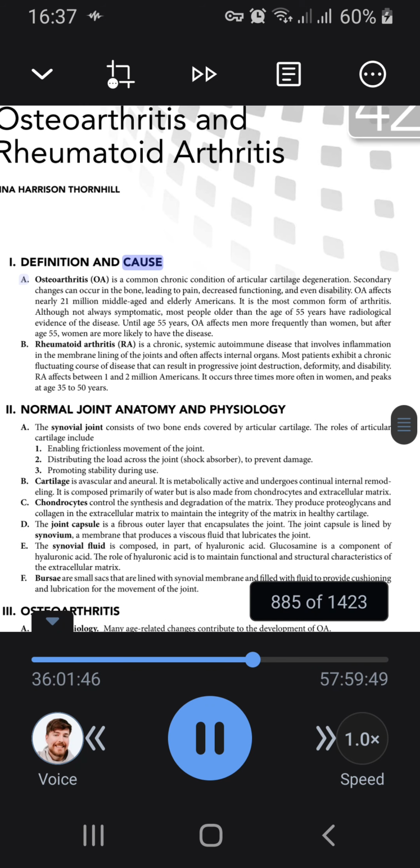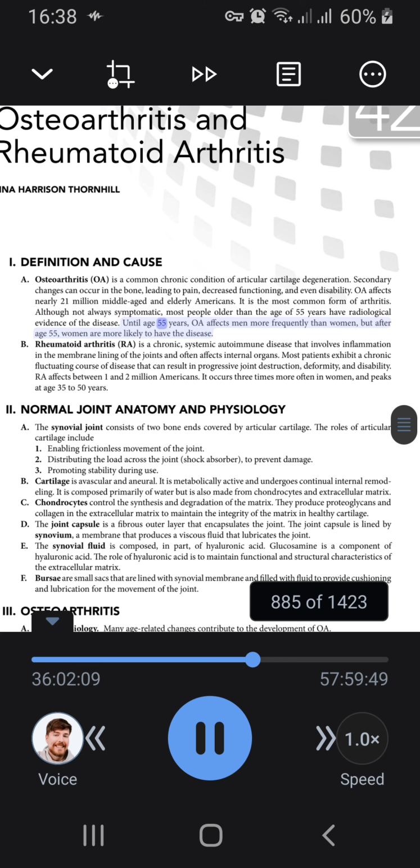A. Osteoarthritis is a common chronic condition of articular cartilage degeneration. Secondary changes can occur in the bone, leading to pain, decreased functioning, and even disability. OA affects nearly 21 million middle-aged and elderly Americans. It is the most common form of arthritis. Although not always symptomatic, most people older than the age of 55 years have radiological evidence of the disease.